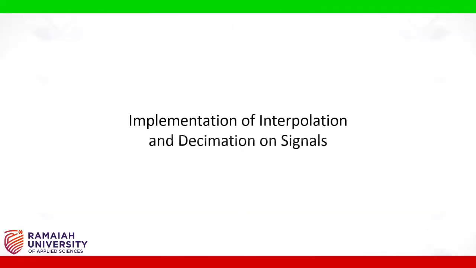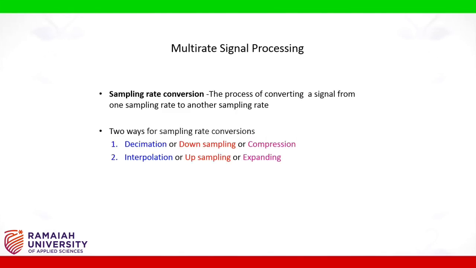Dear students, we will do MATLAB programming on implementation of interpolation and decimation on signals. The process of converting a signal from one sampling rate to another sampling rate, we will call it sampling rate conversion. There are two types, decimation and interpolation.